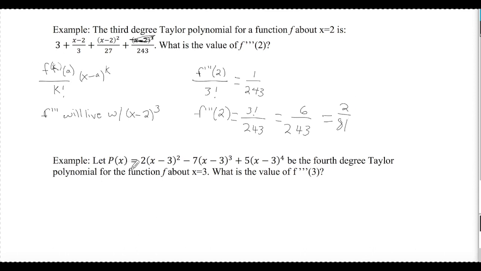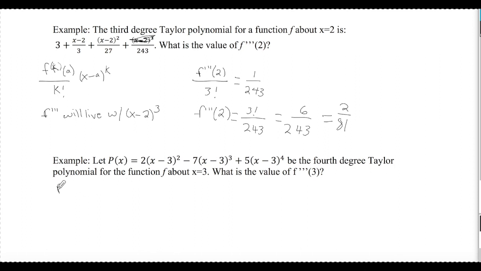Let's say we have this polynomial here. It's a 4th degree Taylor polynomial for the function f at x equals 3. That's what it looks like there. What is the value of f triple prime of 3? Hey, we can go through a similar kind of thing. I know f triple prime of 3 is going to live wherever this third power is.